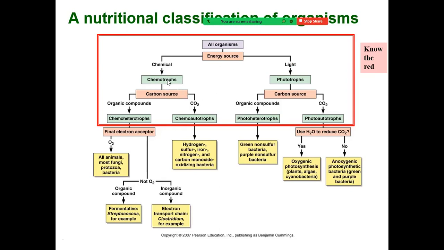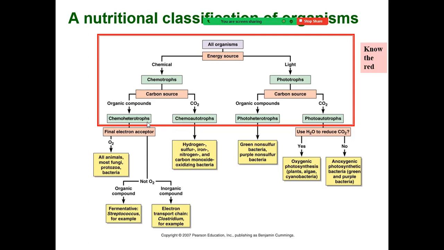Of the chemotrophs, we can then divide them on their carbon source. If they get their carbon from an organic compound such as glucose, we call them chemoheterotrophs. If they get their carbon from CO2, they're called chemoautotrophs. For the phototrophs, we then divide them by their carbon source. If they get their carbon from an organic compound such as glucose, they're photoheterotrophs. And if they get their carbon from CO2, they're photoautotrophs. You can further divide the photoautotrophs into the oxygenic ones that produce oxygen, and then the anoxygenic ones that do not produce oxygen. And you don't need to know that.